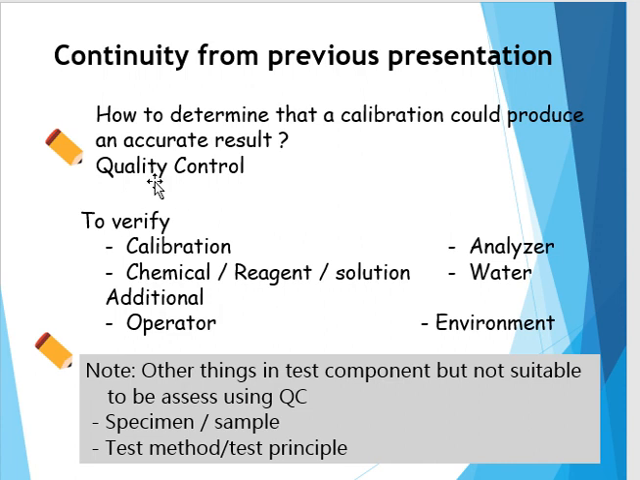So quality control is used to ensure that all components in the test system are in good condition. So it is to verify calibration, chemical, reagent, solution, analyzer and water. As an addition, QC can also be used to verify the operator and lab environment. If the operator is performing the test the wrong way, the QC result may be wrong or violated. For environment, if the temperature is not suitable for the test, usually we need a temperature-controlled room, it can also affect the QC result.